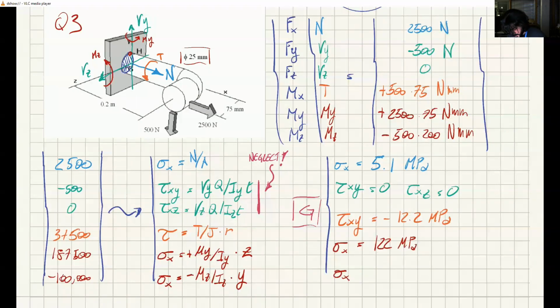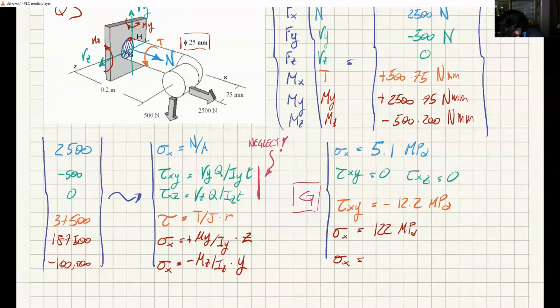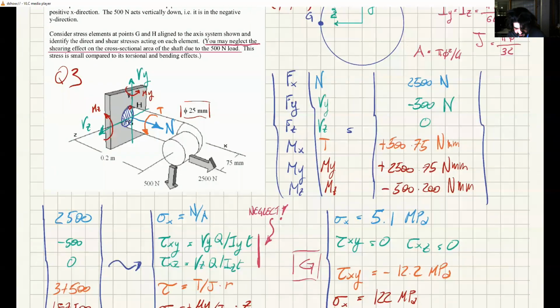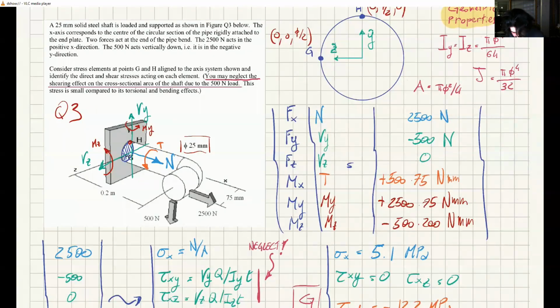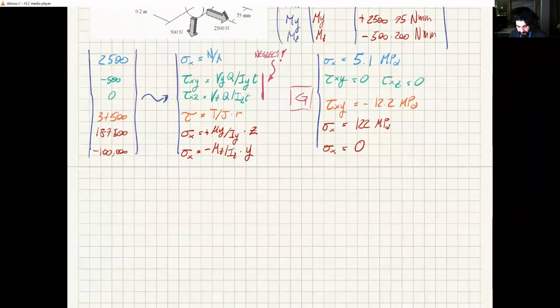And finally, for the last one, sigma X here, I need this number divided by Iz times the y coordinate of G. Now the y coordinate of G is 0. That means sigma X is 0 because G is exactly on the neutral axis for this bending up and down. So it doesn't feel this bending effect. Okay, this is what's happening to G.